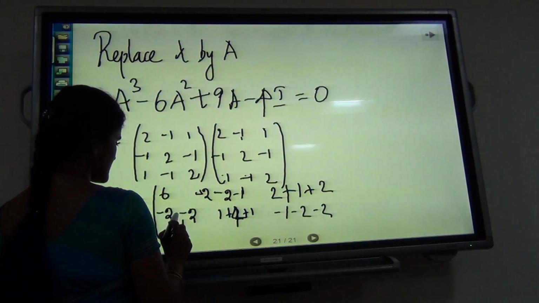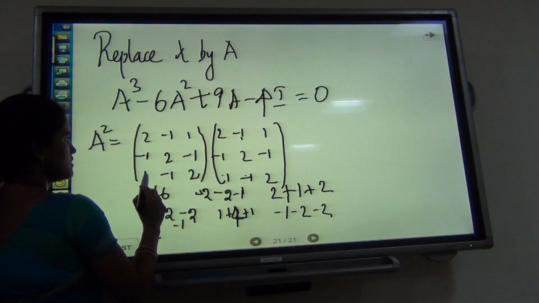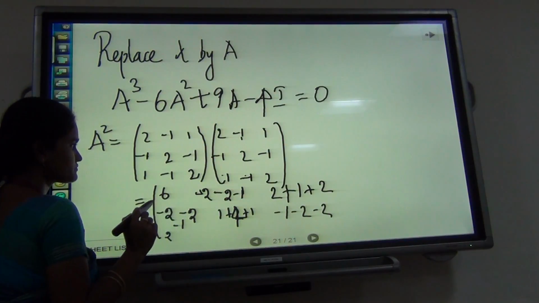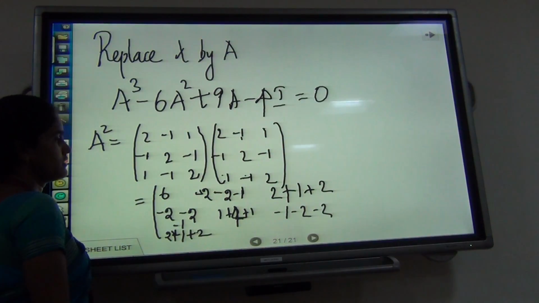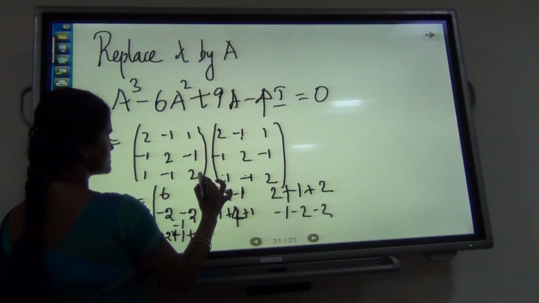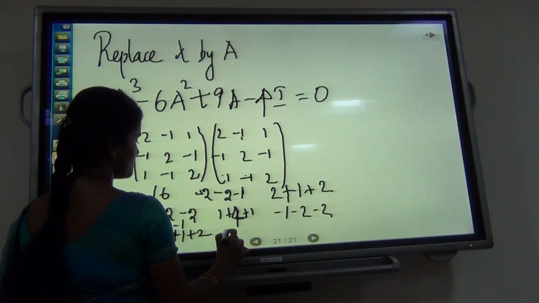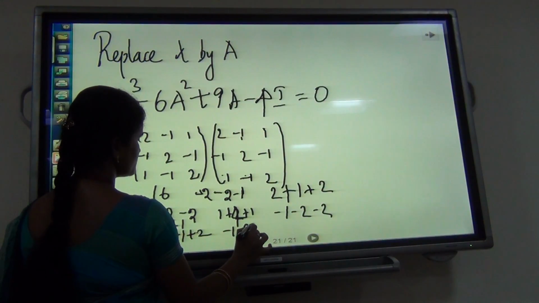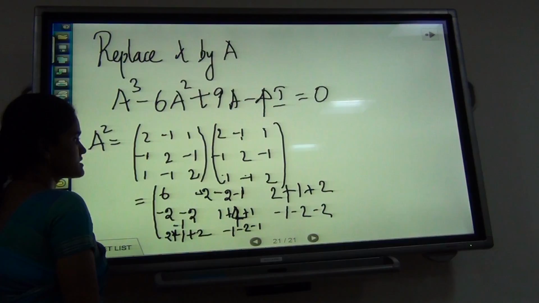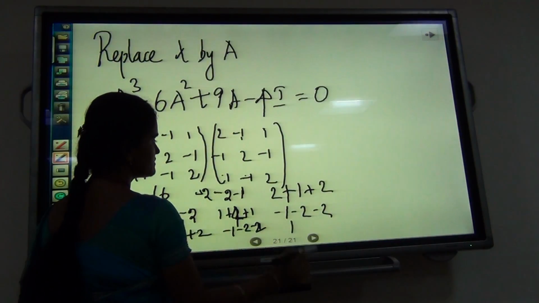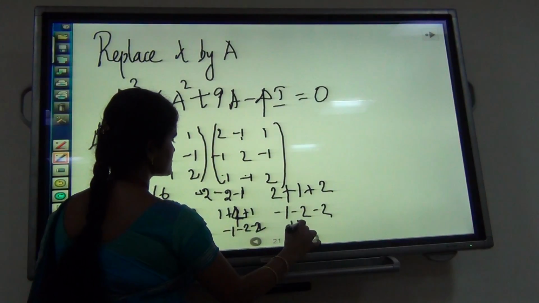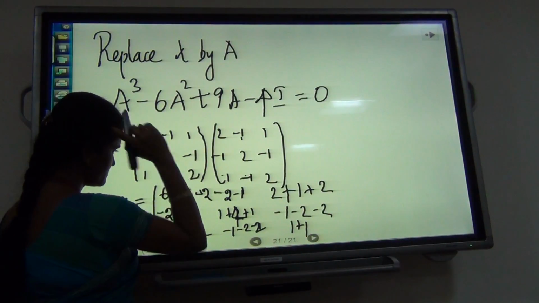So as we complete the third row, 1, it's 2 plus 1 plus 2. And here what do we get? This row with this column, minus 1, minus 2, minus 1, minus 2. This is minus 2. Here we get 1 plus 1 plus 4.